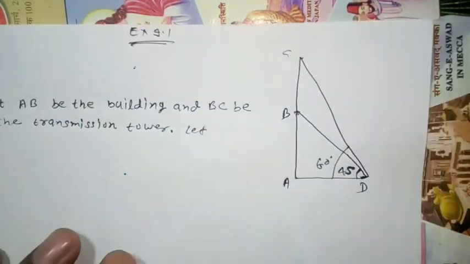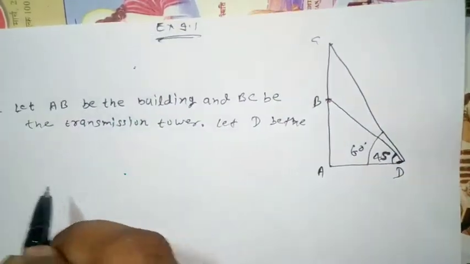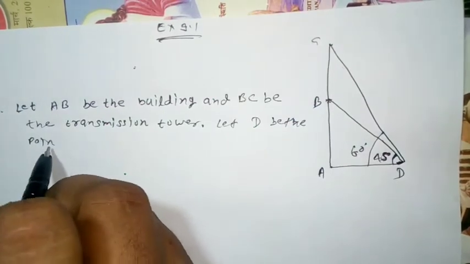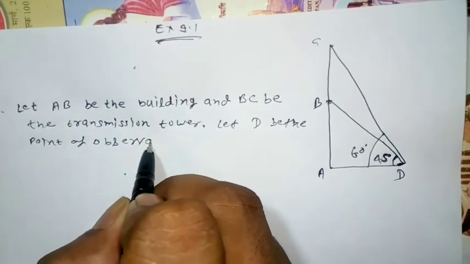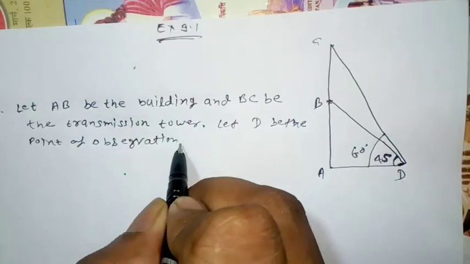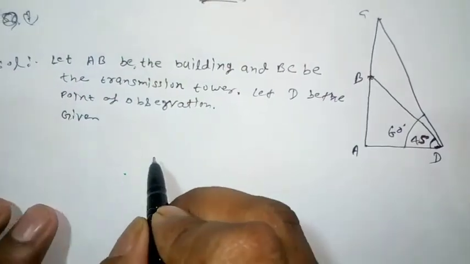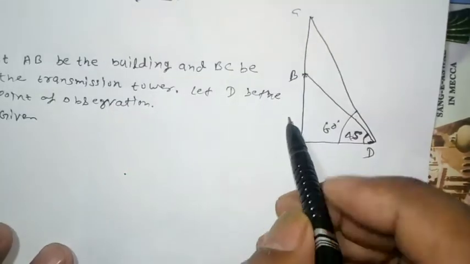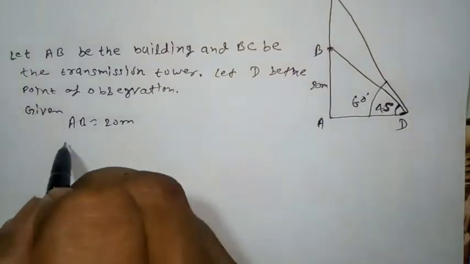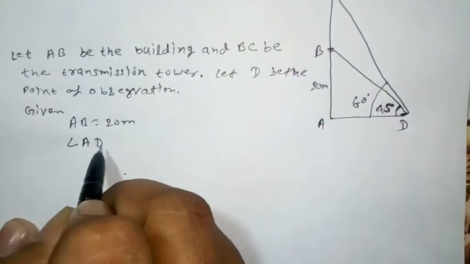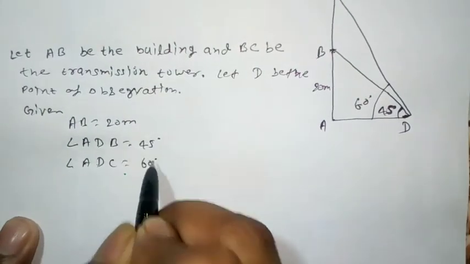Let D be the point of observation. Given, the height of the building is 20 meters, AB is equal to 20 meters, angle ADB is equal to 45 degrees, angle ADC is equal to 60 degrees.